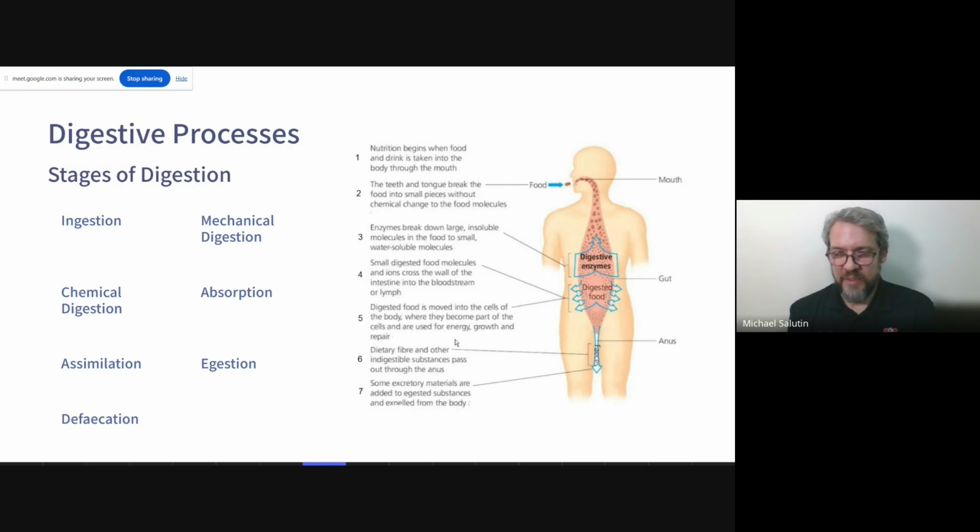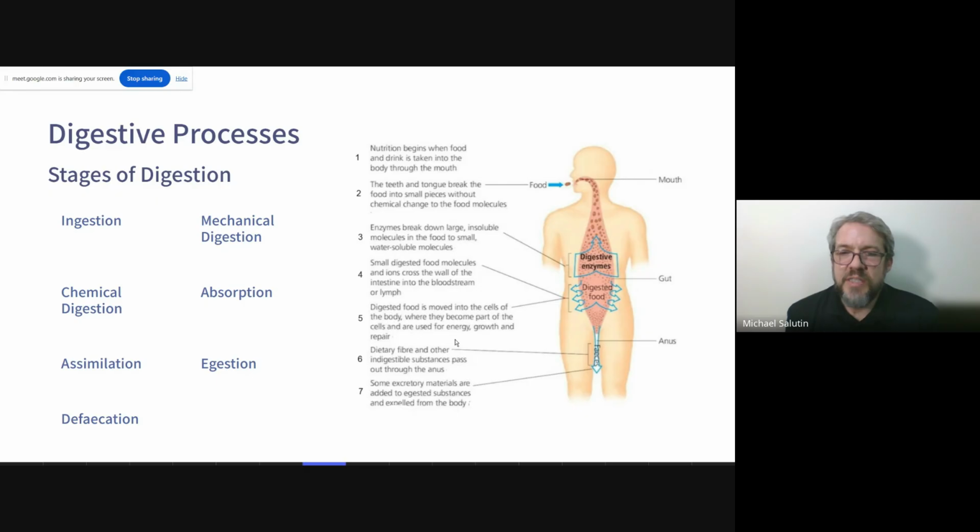So all of this is now happening in the small intestine. And it continues that chemical digestion from the stomach. It also neutralizes the hydrochloric stomach acid with a very strong base. Next, we move on to number 4, absorption. So this is where that organ, the jejunum, a part of the small intestine, comes into play, because basically these very small digested food molecules can now cross the wall of the intestine into the bloodstream or the lymph.